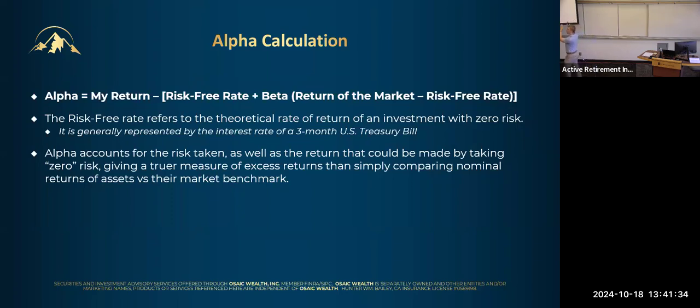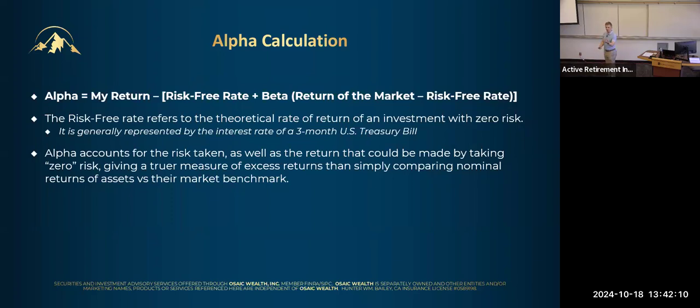Then you subtract that from the return you actually got, and that gives you alpha. That gives you either the extra return or the return that you missed out on by just being in the market at a similar level of risk. So it's a simple little calculation, and it just gives you basically how much extra did I get or how much did I lose compared to what I think I should have gotten based on the beta of that. So alpha accounts for the risk taken, as well as the return that could be made by taking zero risk, giving a truer measure of excess returns than simply comparing nominal returns of assets versus their benchmark.